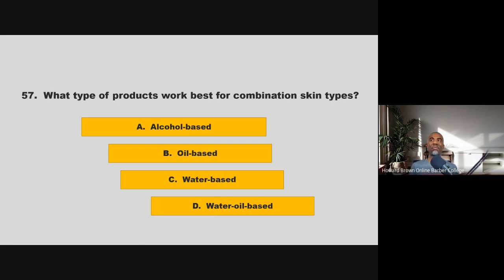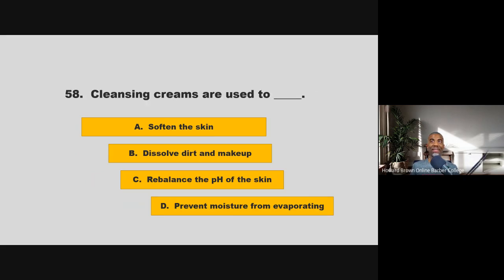What type of products work best for combination skin types? Is it alcohol based, oil based, water based, water oil based? If you chose C, water based, you are correct.